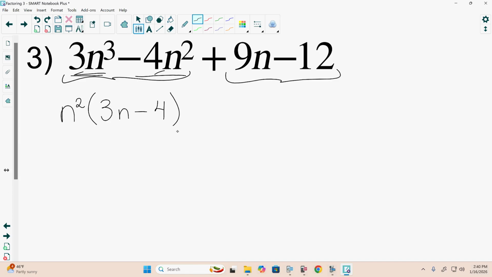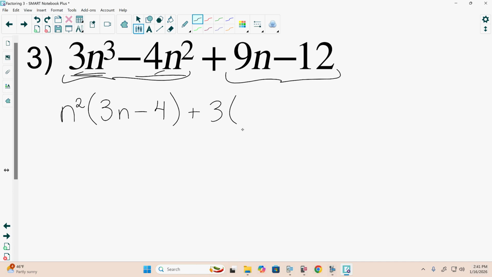Now we need to look at 9n minus 12. Is there a greatest common factor between 9n and 12? 3. And we would default to positive, because I know inside the parentheses, what's inside both of them has to be the same, yes? So we want that second set of parentheses to end up being 3n minus 4. We want that first term to be positive. We want that second term to be negative. So we're just going to pull out a positive because it's not going to mess with the sign. Because 9n minus 12, positive, negative, everything's lining up.